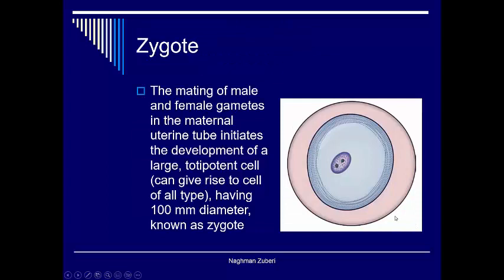The mating of male and female gametes in the maternal uterine tube initiates the development of a large totipotent cell, which can give rise to cells of all types, and having 100 micrometers of diameter, we call it a zygote.